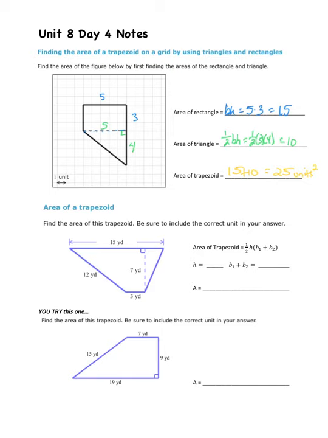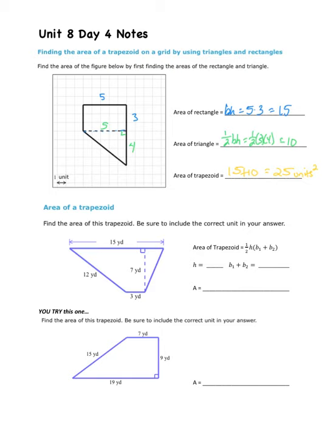Now, in a trapezoid, the bases are the parallel sides. Remember, a trapezoid is a quadrilateral with one pair of parallel sides. It doesn't matter if it's top and bottom or side and side. You find the parallel sides, those are your bases. We call them B1 and B2. So the area of this trapezoid is 1/2 times the height times base 1 plus base 2.